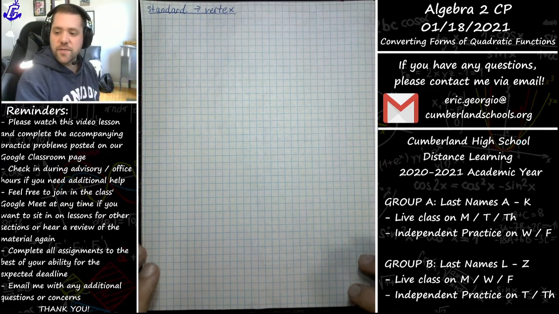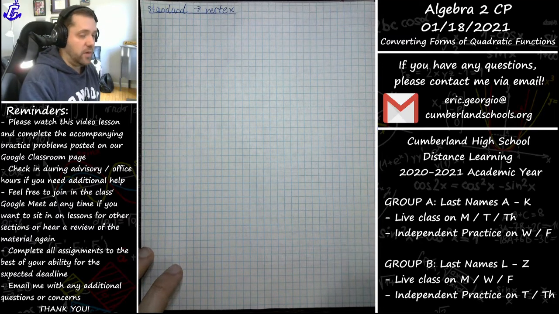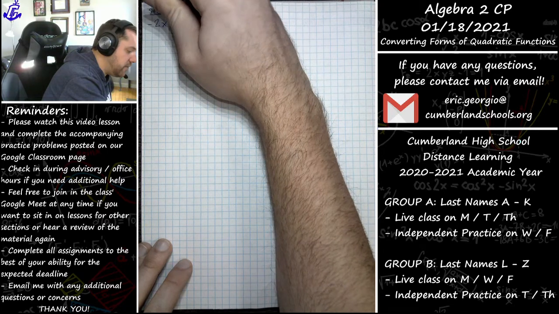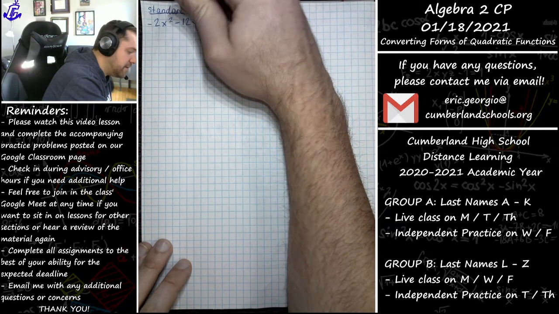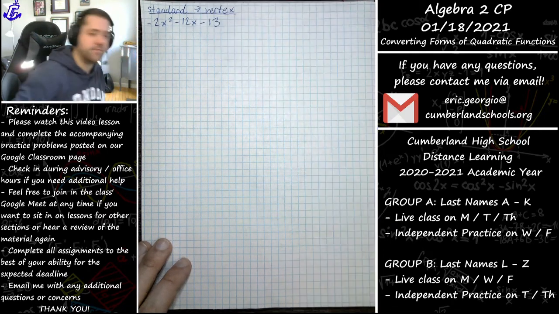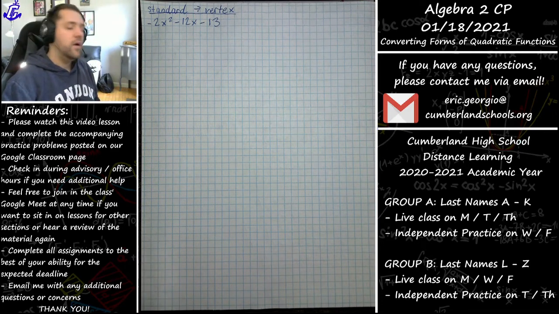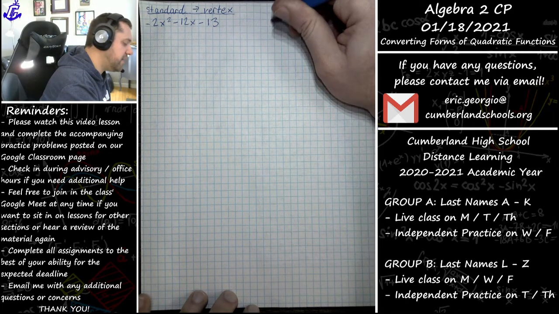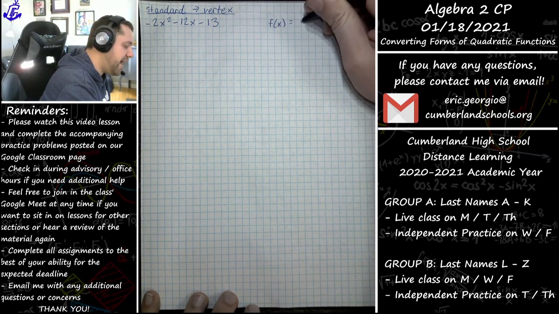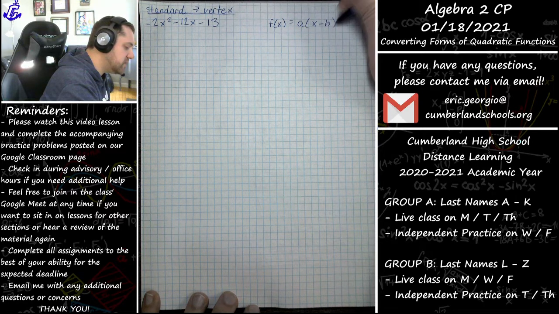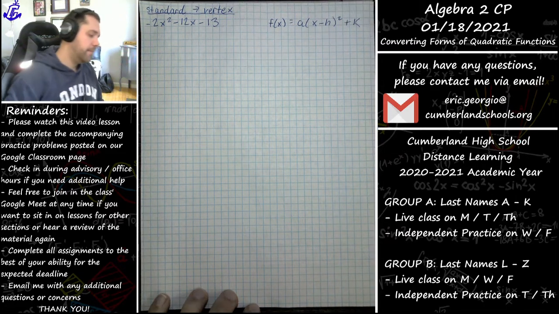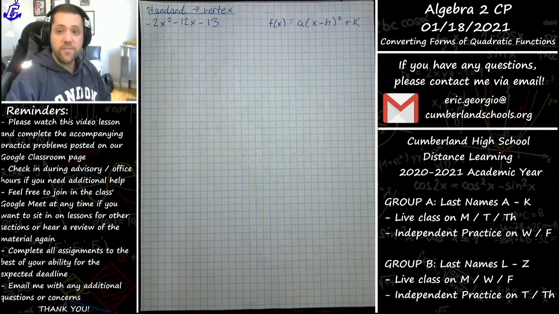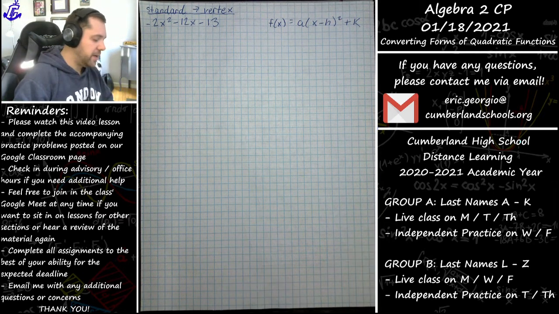If I wanted to go from standard form to vertex form, take a look at what I could do. Starting with, again, the same example, negative 2x squared minus 12x minus 13. Remember, vertex form looks like this: f of x equals a times (x minus h) squared plus k. We could try to fill in those pieces of vertex form from our standard form equation.